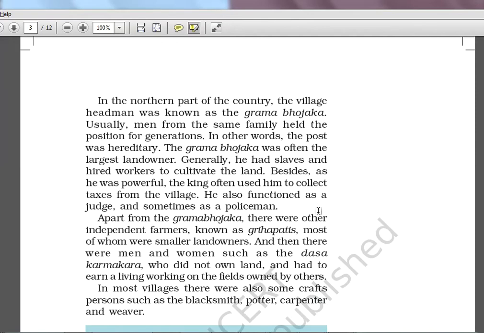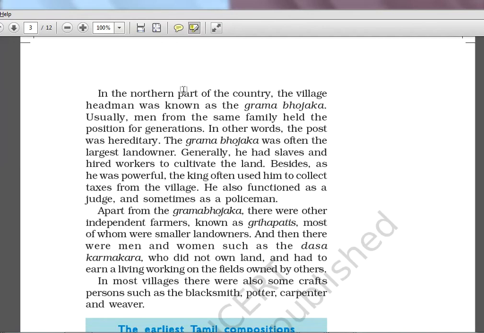In the northern part of the country, the village headman was called Grama Bojaka. This full paragraph is about him, and there are a lot of facts. Usually men from the same family held the position for generations. That is, it was a hereditary post, and he was often the largest landowner.